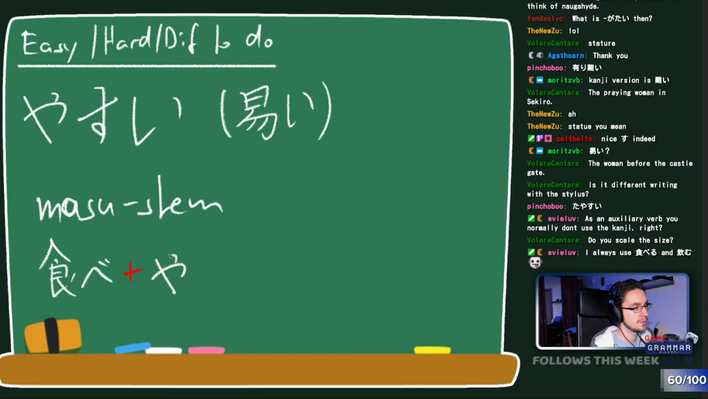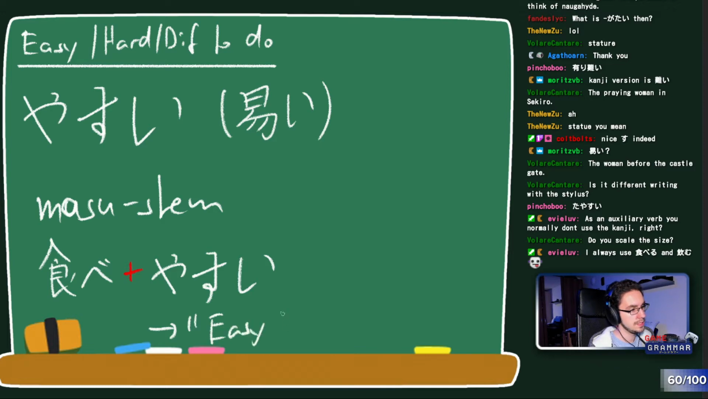I think you're actually supposed to do this stroke over here first, but it's easier for me to do the other one first. Yasui, okay? Tabe yasui. Tabe yasui. What does this mean? Well, it means easy to eat. Like it's not difficult, it's easy to eat.